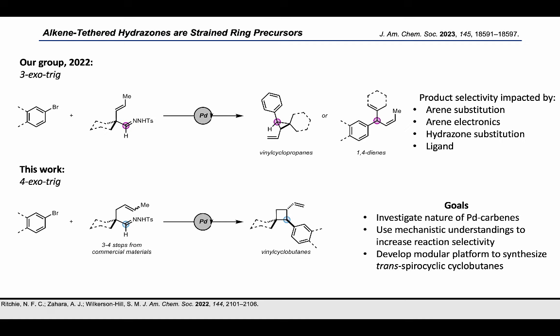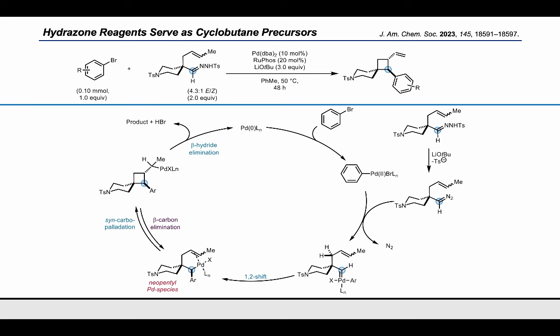In our proposed reaction, palladium(0) undergoes oxidative addition with an aryl bromide. This palladium(II) intermediate will then engage an in-situ generated unstabilized diazo, formed through the thermal decomposition of the hydrazone reagent under basic conditions. Following extrusion of dinitrogen, we arrive at a palladium carbene intermediate.